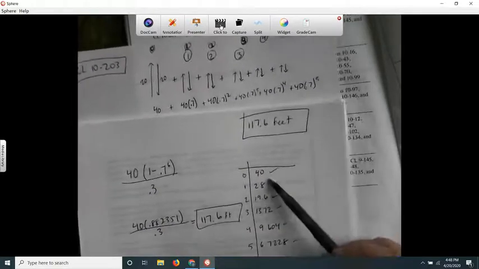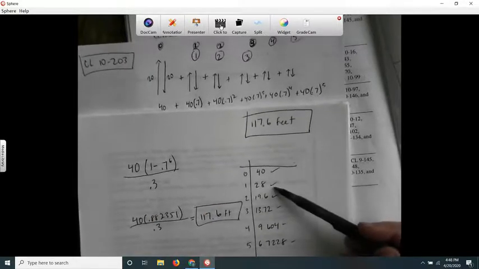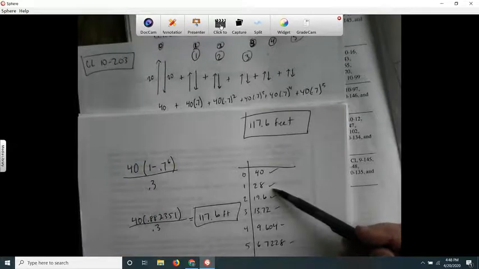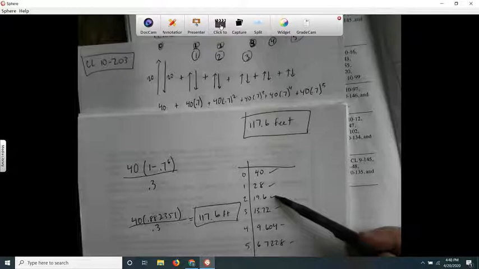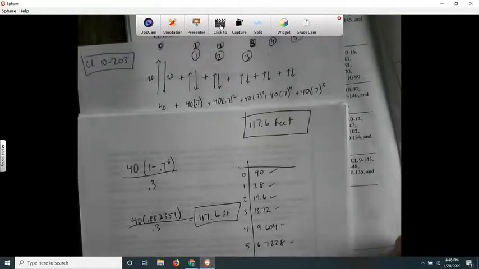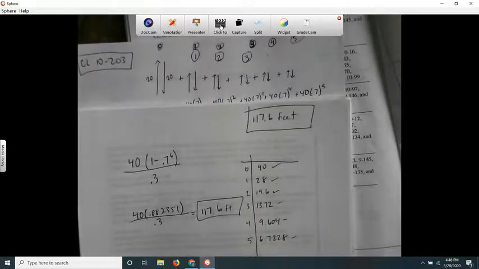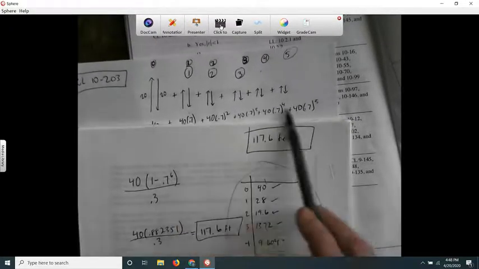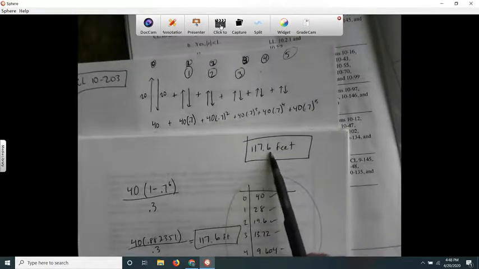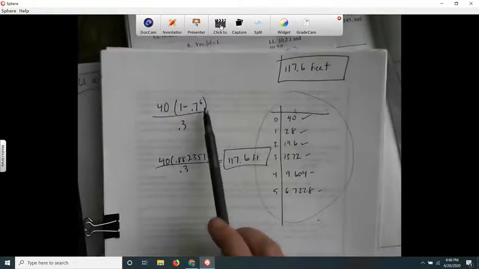I made a table. 40, plus 40 times 0.7 is 28, and 40 times 0.7 squared is 19.6. And I actually went through and added these all together, because when I plugged the numbers into my formula, I couldn't believe it gave me a different answer, and I thought the answer key was wrong. But these do add up, and my picture is correct, and they add up to 117.6. The problem is you know that you need a 6 in here.